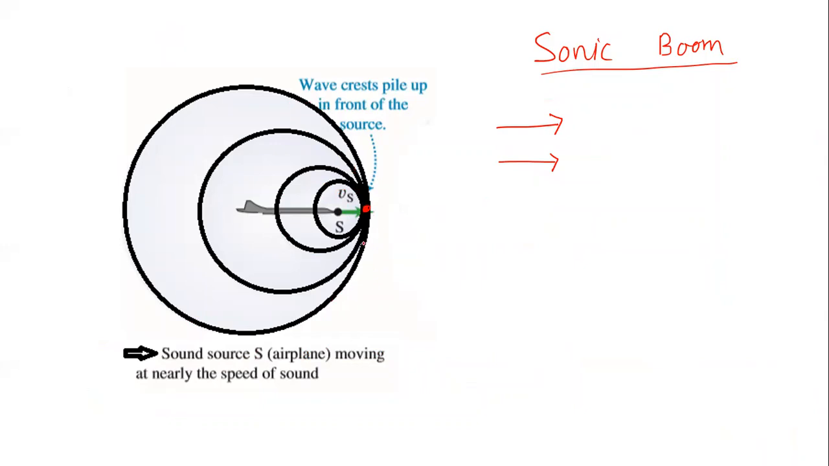So all crests piled up means what? In terms of pressure, for a sound wave moving in air medium, the pressure is high in the crest, and when all these crests pile up, the pressure is huge at this particular point, and this creates a sound barrier. So we call it a sound barrier.